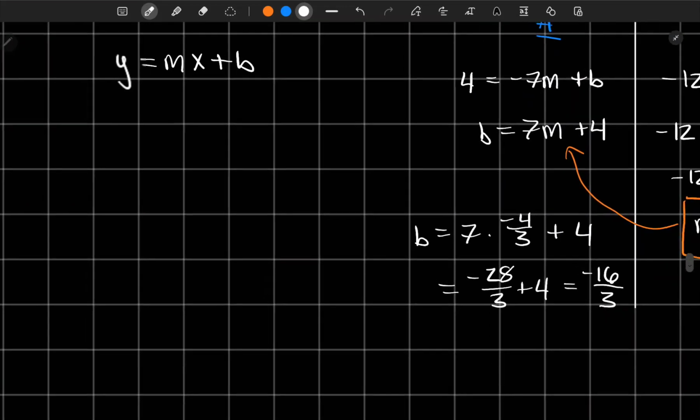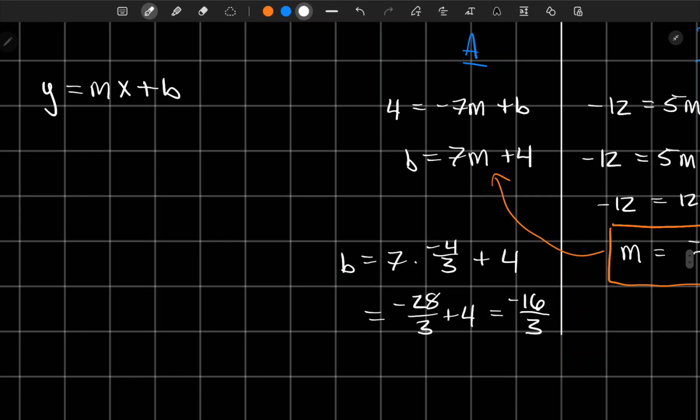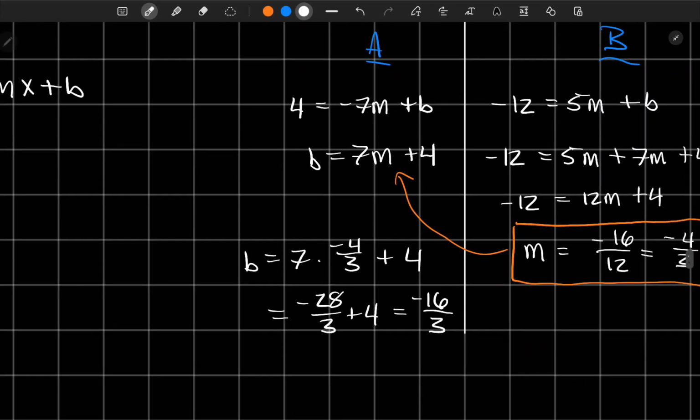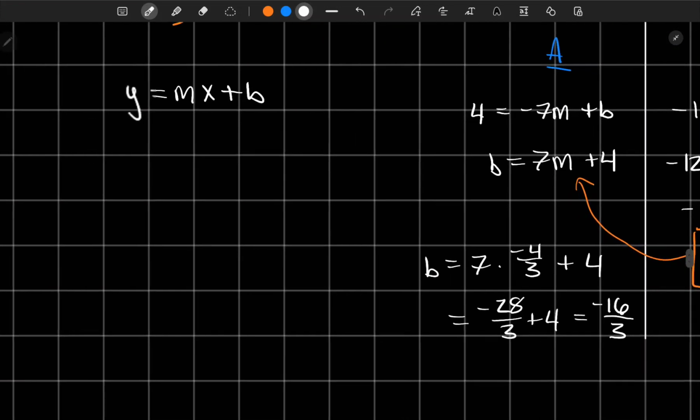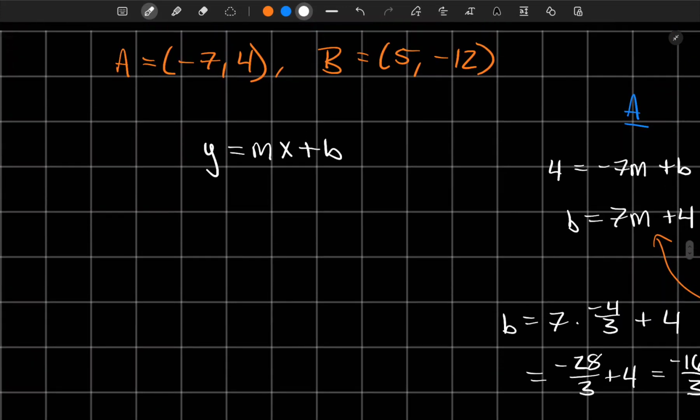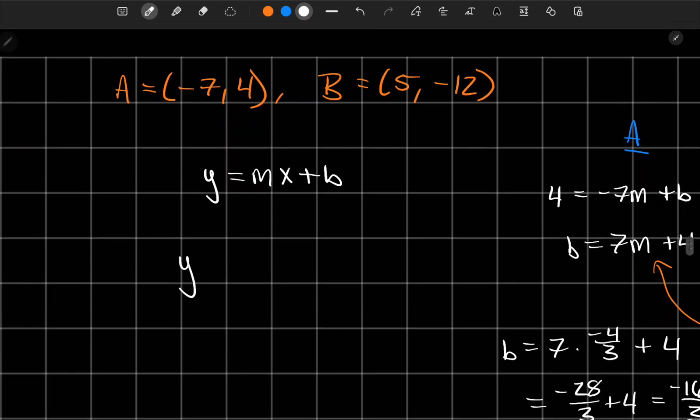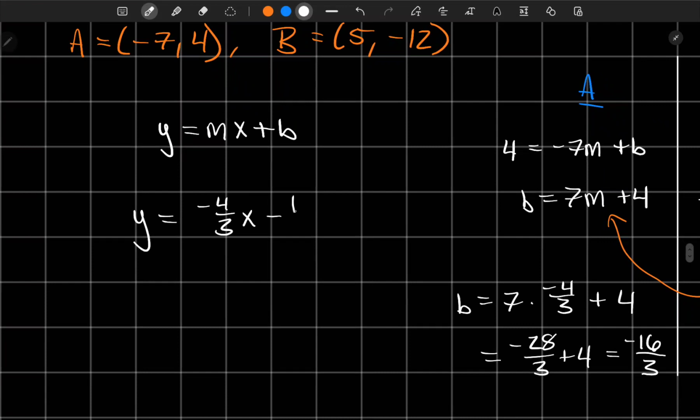Then we've found both an equation for b and a solution for m. So, plugging this in to our equation for the line, we find that the line which passes through both a and b is given by y is equal to -4 over 3 x minus 16 over 3. So that is the line that we were looking for.